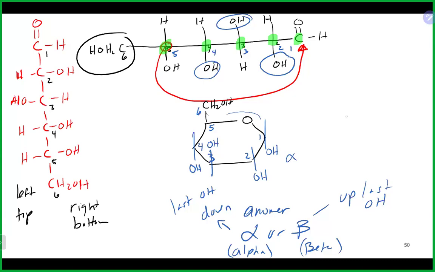And if you redrew it exactly the same here, we'll do that, and that, and that, and that. This would be our beta. And you'll usually be asked to draw one or the other, either the alpha or the beta. And that's how you know where to put that last OH group there. Any questions on that?